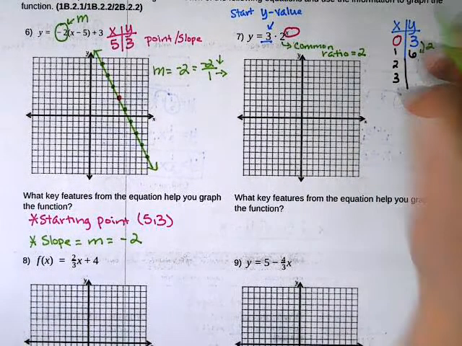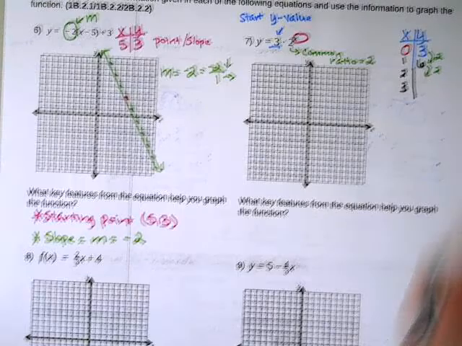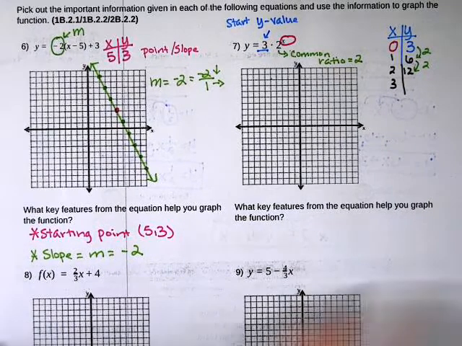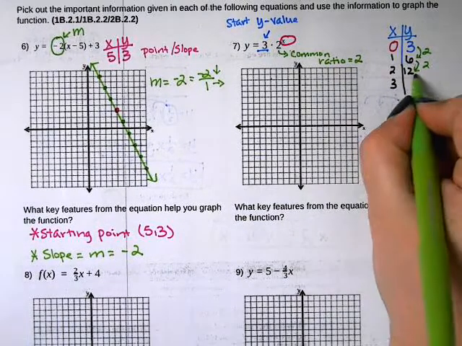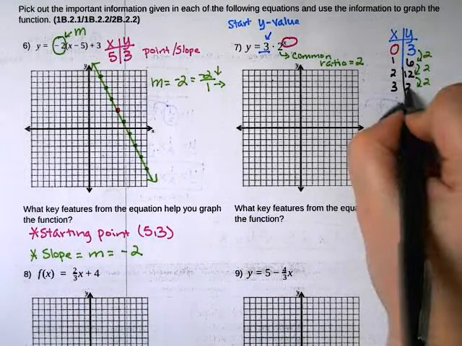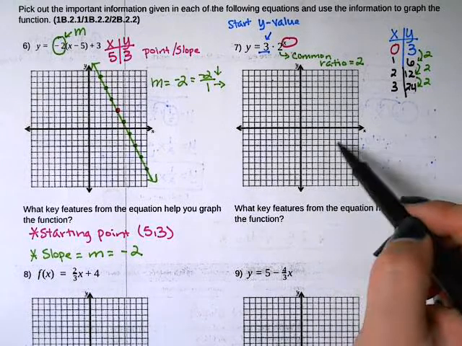And then I can multiply by 2 again to get another value. So 6 times 2 is going to give me 12. And then I can use my common ratio once more if I want, and do 12 times 2, which is going to give me 24. Now this table can help me to graph my function.